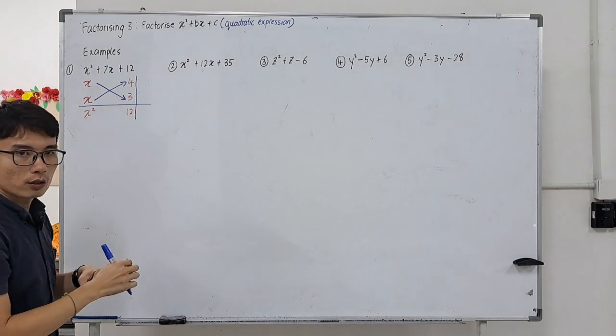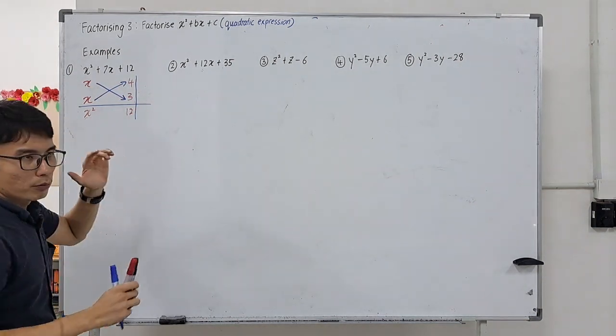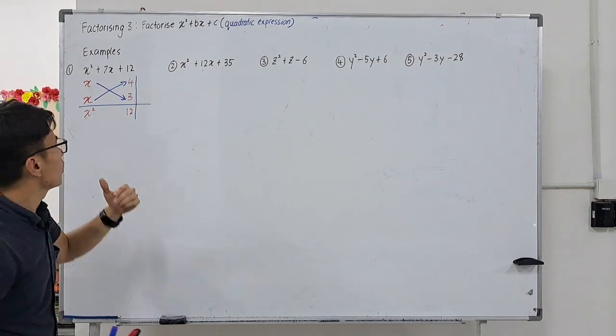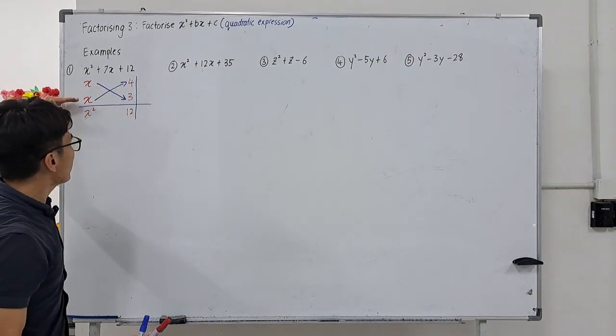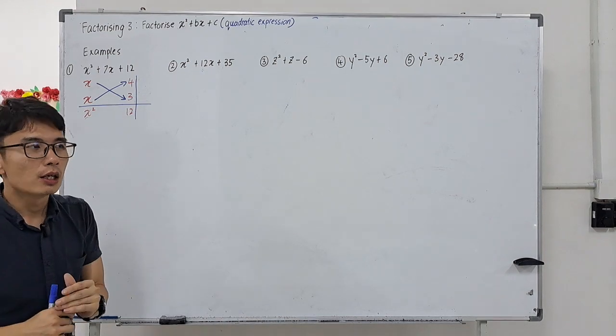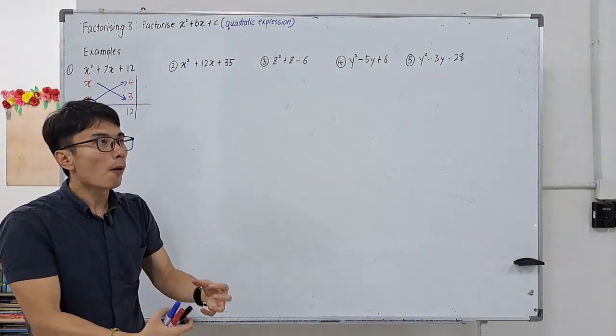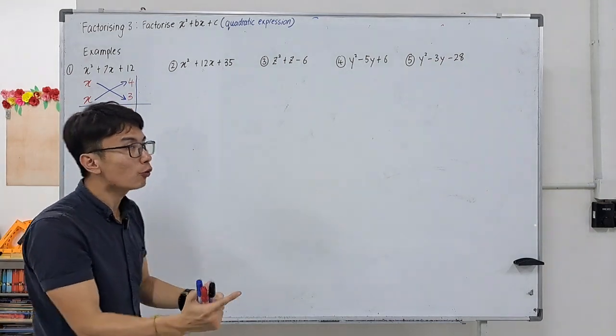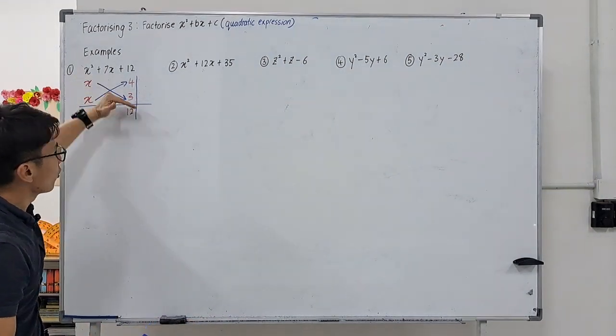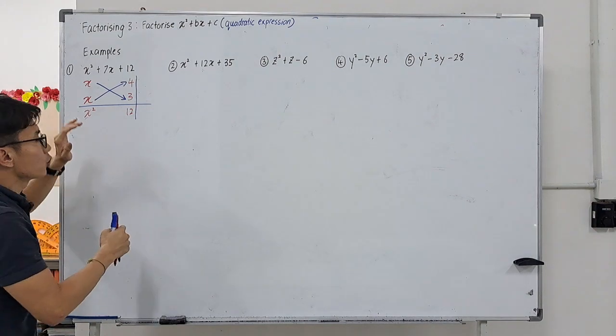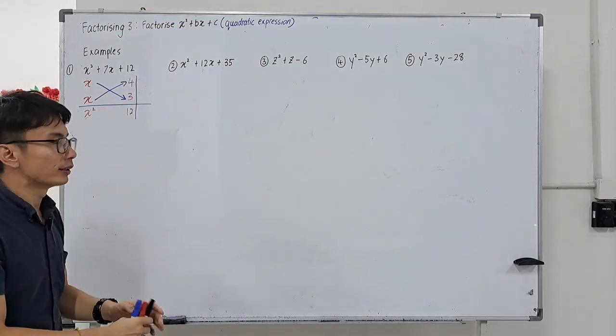Okay? Now, before I continue, you might be wondering, why do I have to cross multiply? Can't I just multiply horizontally? In this example, I can't really explain it now, but in the next video, I'm going to tell you why I multiply like that, okay? But for now, let's try to understand the concept first.